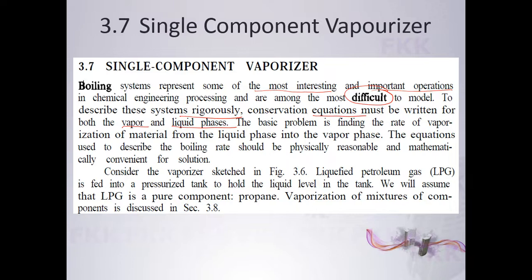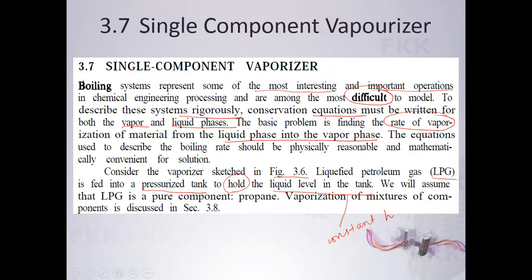Also, the most difficult part of the problem is determining the rate of vaporization of material from the liquid phase to vapor. From the example in the textbook in figure 3.6, we are going to use liquefied petroleum gas, LPG, in which the LPG is fed into a pressurized tank, and you are going to hold the liquid level in the tank, meaning that we have a constant H, the liquid level of the tank.